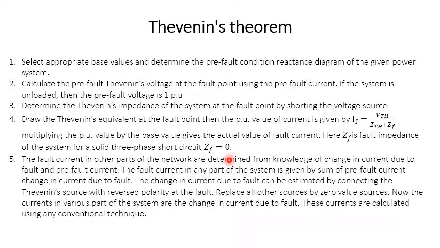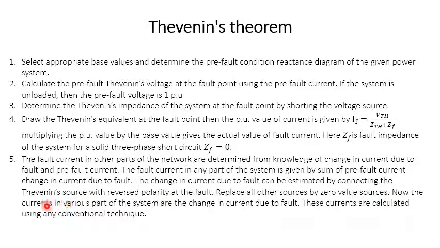Coming to the last point, the fault current in other parts of the network is determined with the knowledge of the change in current due to the fault and the pre-fault condition. We have to be careful while selecting this. The fault current in any part of the system is the sum of the pre-fault current and the change in current due to the fault. The change in current due to the fault can be estimated by connecting the Thevenin source with reversed polarity at the fault, and replacing all other sources by zero value sources.